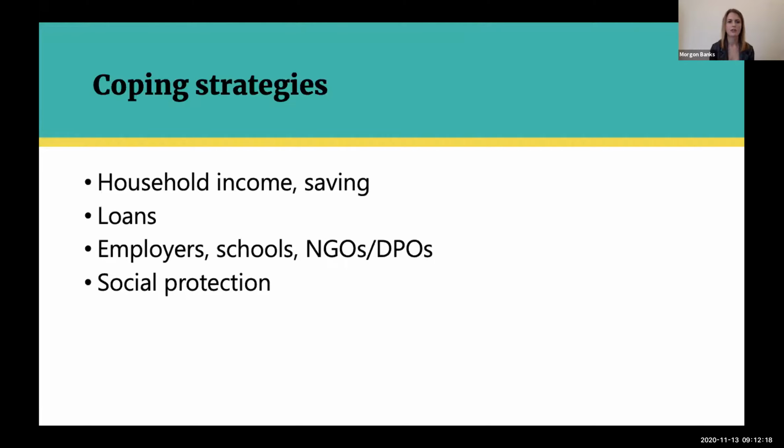There were also, though, examples of employers or schools or NGOs, DPOs, and other organizations that could provide for some of these costs. So, for example, trainings to improve employment opportunities or provision of an assistive device as a one-off were reported. And then the last strategy, which I'll focus the remainder of my talk on, is the role of social protection.